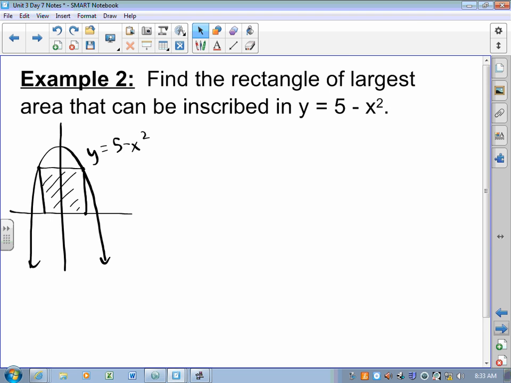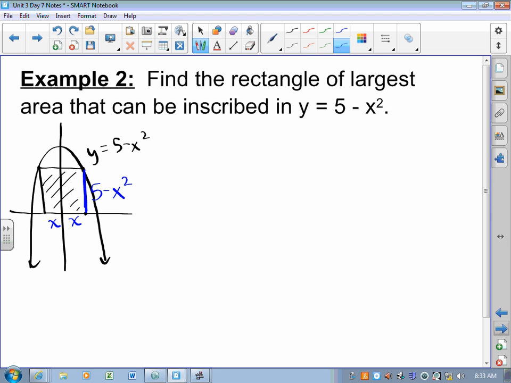So the problem leads to a picture. The picture leads to a formula, recognizing that this distance is x, which means that this distance is also x. That vertical distance is determined by the function. The function is 5 minus x squared.